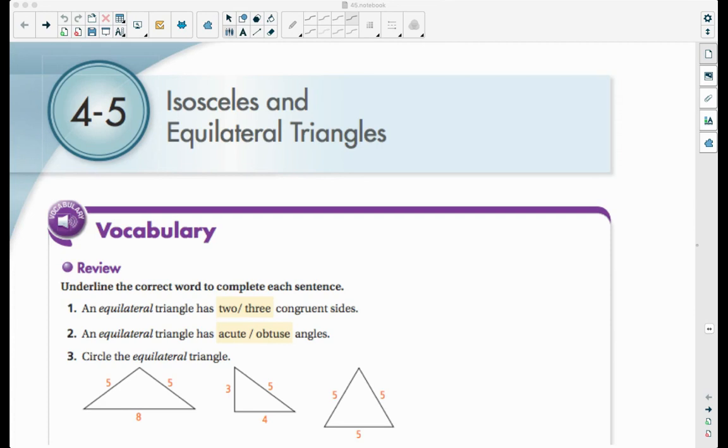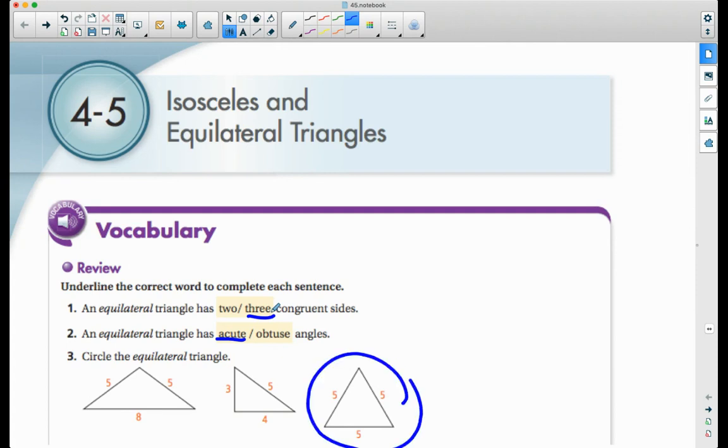Number one, an equilateral triangle has two or three congruent sides. Equilateral triangle has three congruent sides. An equilateral triangle has acute or obtuse angles. Those are all going to be acute. Circle the equilateral triangle. That would be this guy right here. Okay.